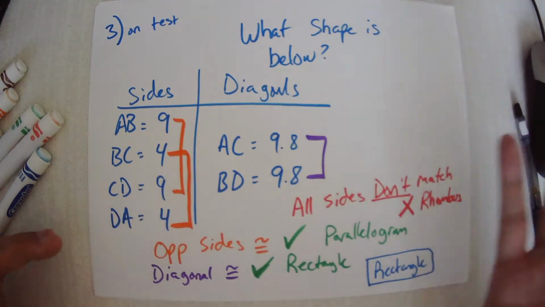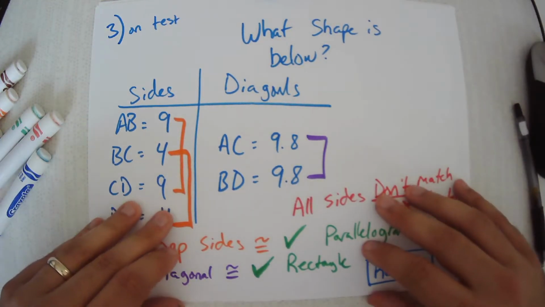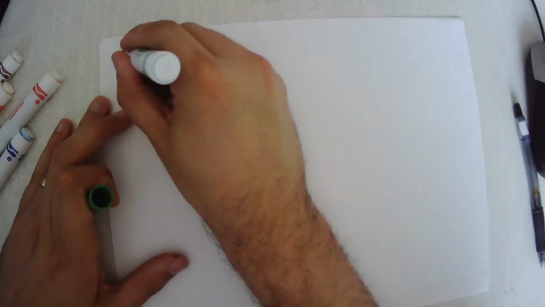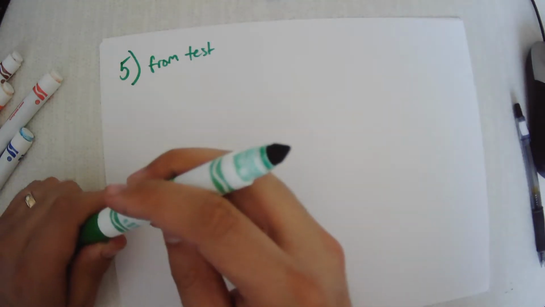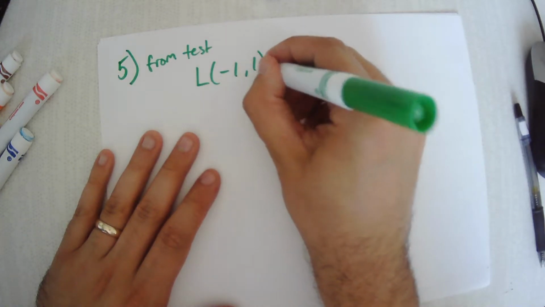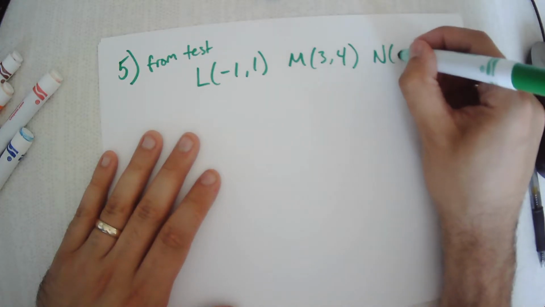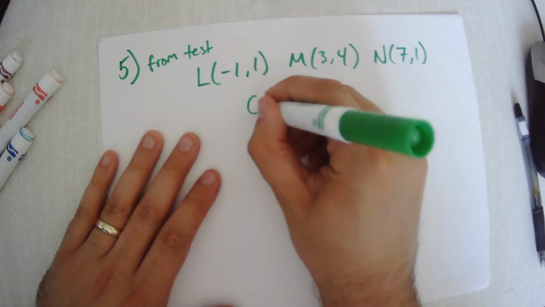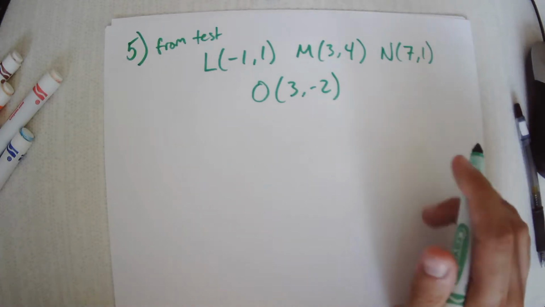Okay, so let's do one where we have to do the math. I'm going to do number 5 from your test. So we're trying to identify the shape. Again, it's the exact same thing. L is -1, 1. M is 3, 4. N is 7, 1. And finally, O is 3, -2. Okay, we're trying to figure out what shape this is.